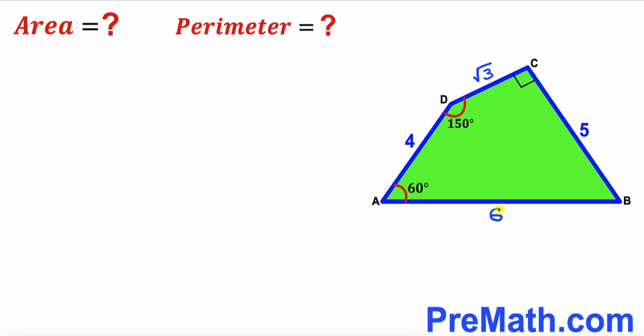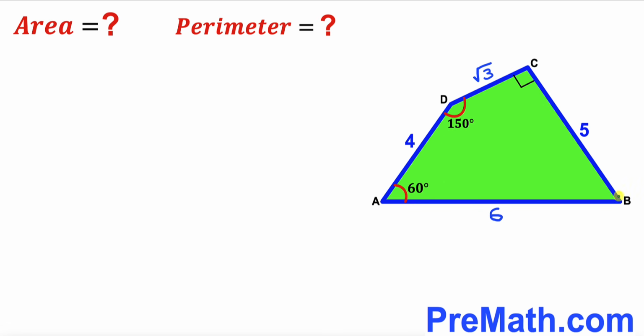So if we add these side lengths, 6 plus 4 is 10, plus 5 is 15, plus square root of 3. So therefore the perimeter of this green shaded quadrilateral simply turns out to be 15 plus square root of 3 units. And now we can easily calculate the area of this quadrilateral as well.